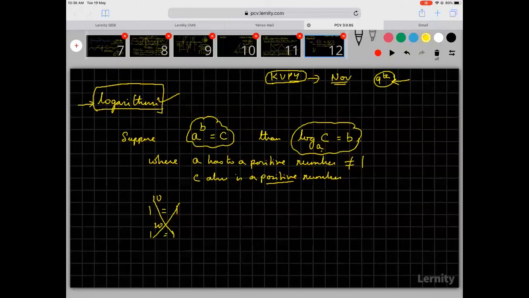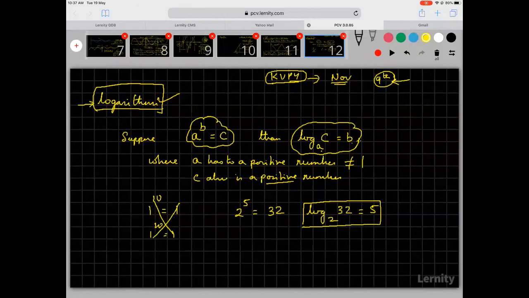Suppose I have 2 power 5. 2 power 5 is equal to 32. Then log of 32 to the base 2 is equal to 5. This is the definition of logarithm. Log of 32 to the base 2 is equal to 5.